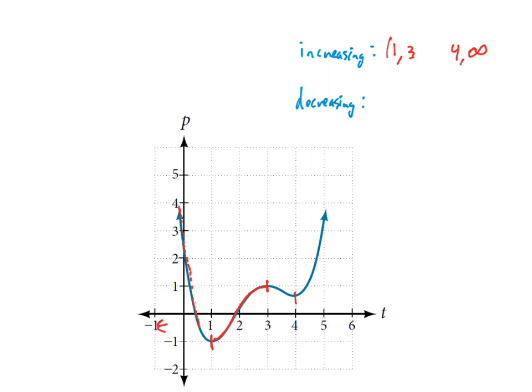On all of these values, it's a similar idea. When we're increasing and decreasing, we don't include the endpoints of the intervals, and we're going to use the union symbol here. Decreasing is going to be everything else. So we're going to say from negative infinity up to 1, union 3 to 4. Those are the intervals where we're decreasing.